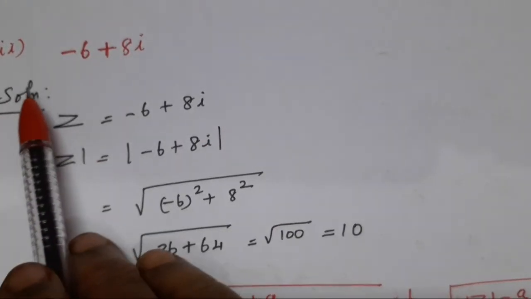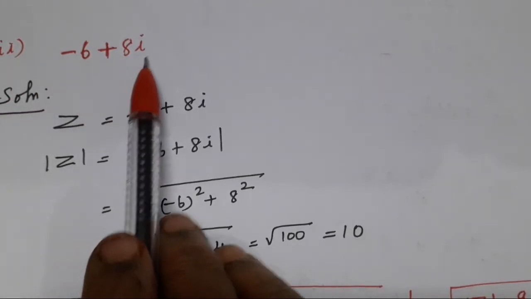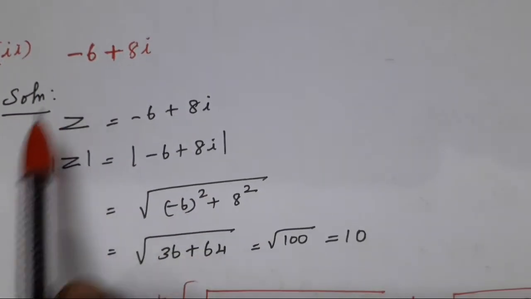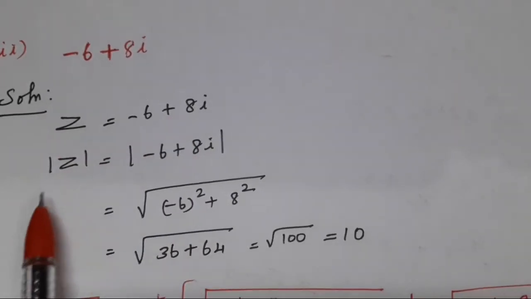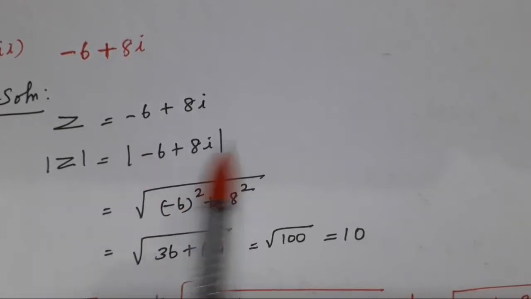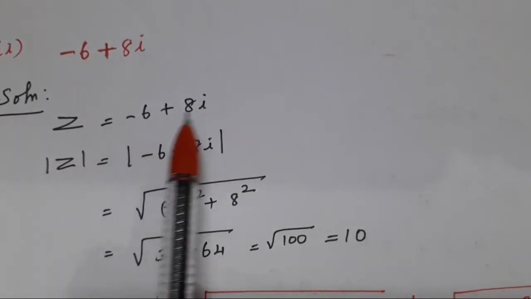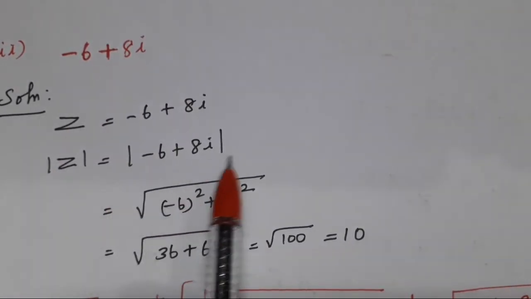Now listen, see the second subdivision. 10th sum, second subdivision: minus 6 plus 8i. The given question is taken as z. Z equal to minus 6 plus 8i. First we find the modulus of z value. Taking the modulus on both sides, modulus of z is modulus of minus 6 plus 8i.